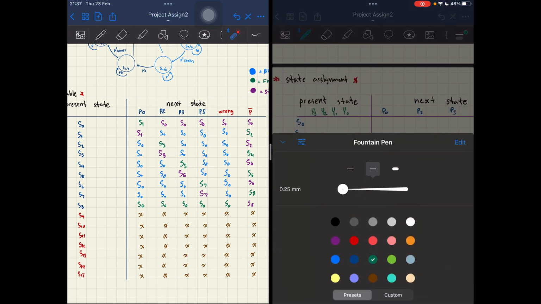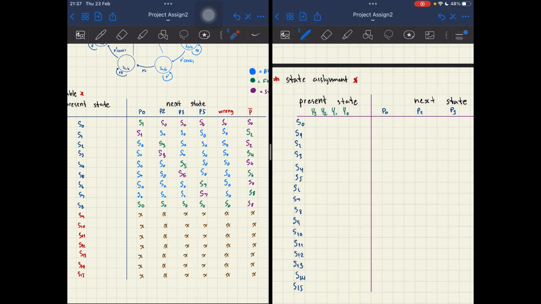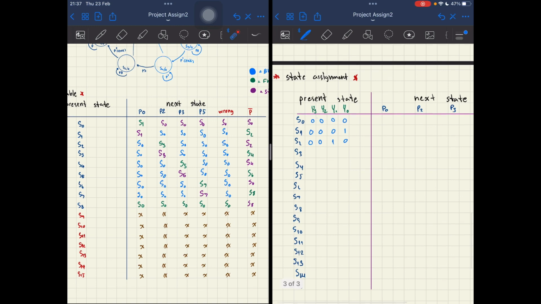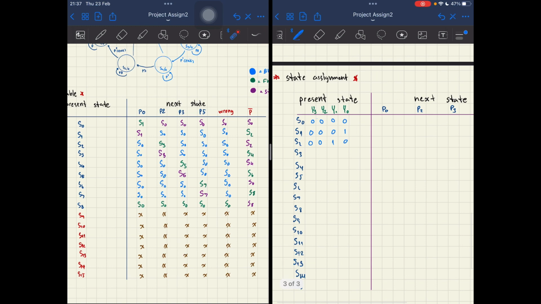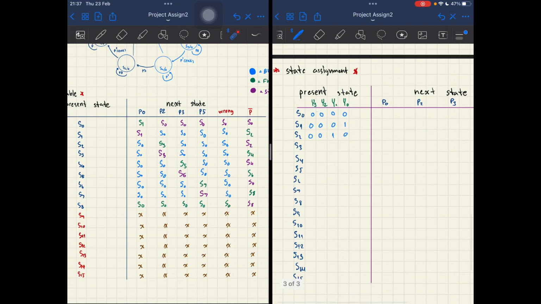So S0, we're gonna have 0, 0, 0, 0. S1, we're gonna have 0, 0, 0, 1. S2, we're gonna have 0, 0, 1, 0. It's like counting the binary number. So 0, 0, 0, 0 means 0 in binary, 0, 0, 0, 1 means 1, 0, 0, 1, 0 means 2. So it's like counting to 15, and we have 4 bits here.